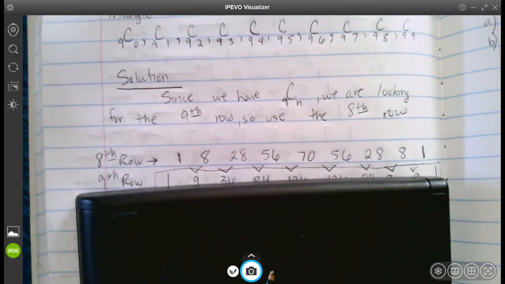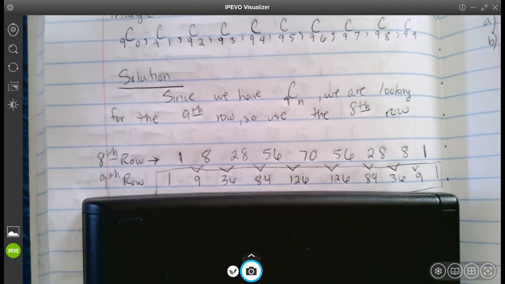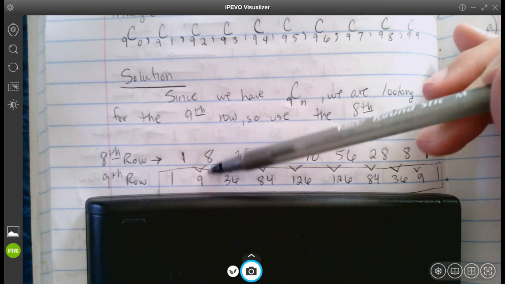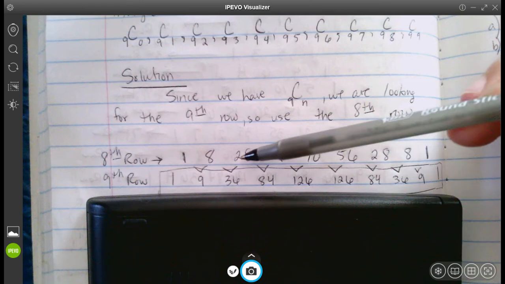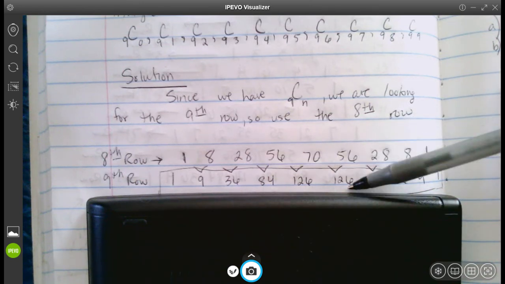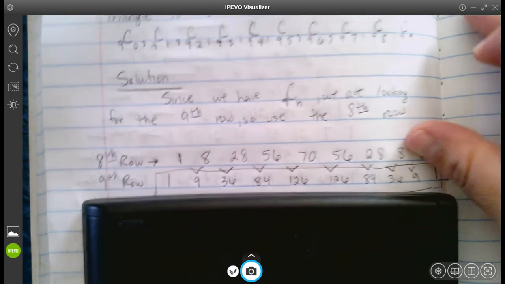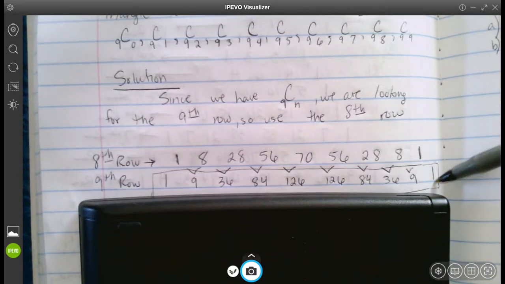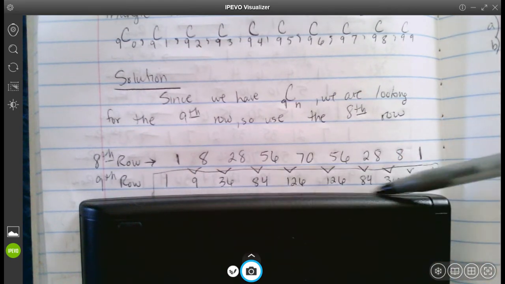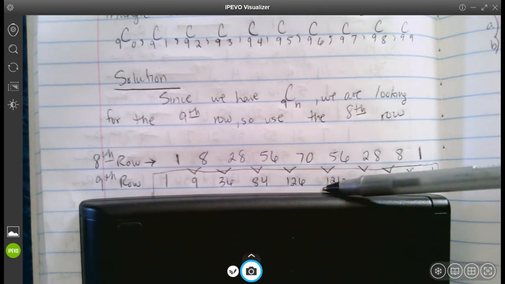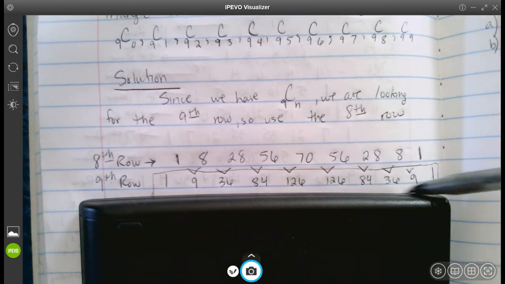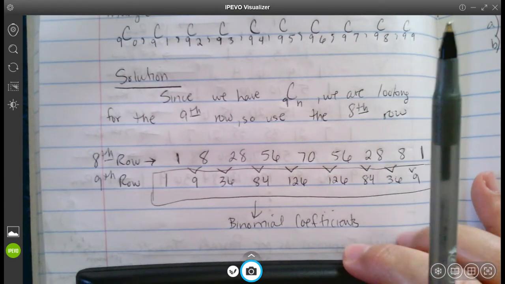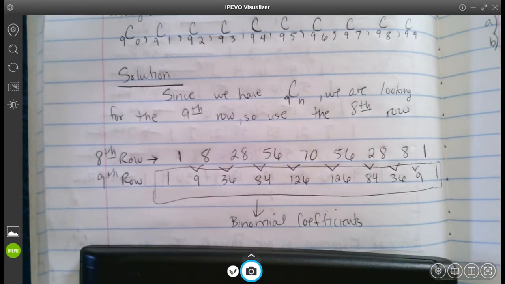And to get the ninth row, all we have to do is write down the numbers. So we start with the 1 over here, and then 1 plus 8 is 9. This plus this is 36, 28 plus 56 is 84, and so forth. And basically, you just add the consecutive numbers to get the next row. And you will notice that we also end with our ones on each end to kind of complete the triangle. And that's it. These are going to be our binomial coefficients per term. So if I were to actually expand whatever this is equal to, this is the way the numbers would come out. Okay. And that is it for that third example.